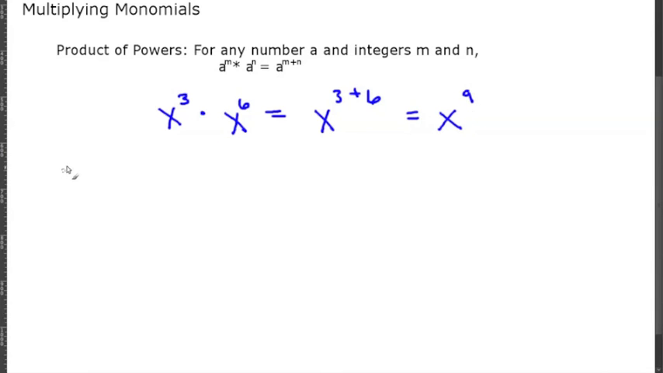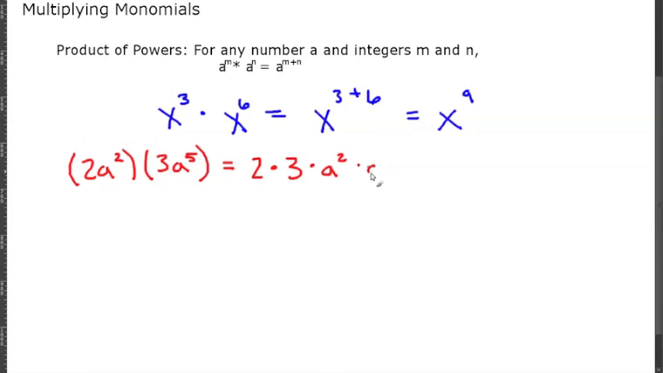Now let's say I give you 2a squared times 3a to the 5th. And I told you to simplify or multiply that monomial out. What we would do, remember, multiplication is both commutative and associative, so we can rewrite this whole thing. So let's group the numbers and variables together. So we'll move the 3 next to the 2, so it'll be 2 times 3, and then we'll do times a squared times a to the 5th.